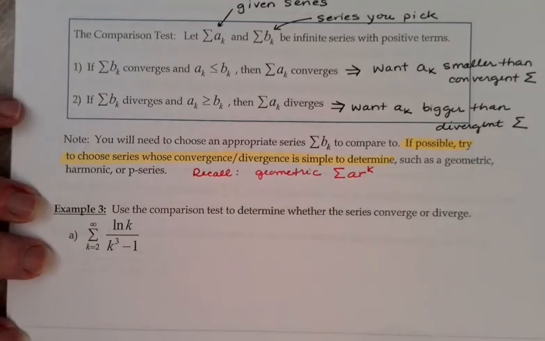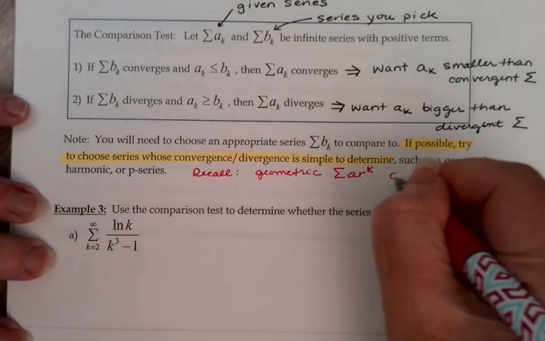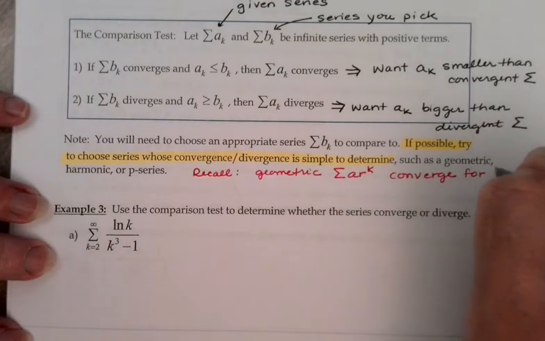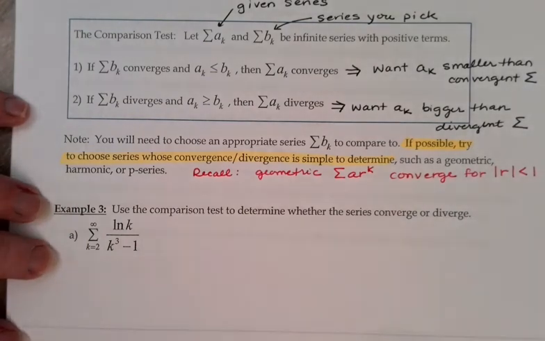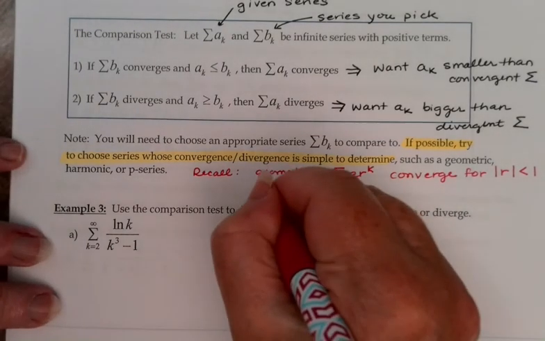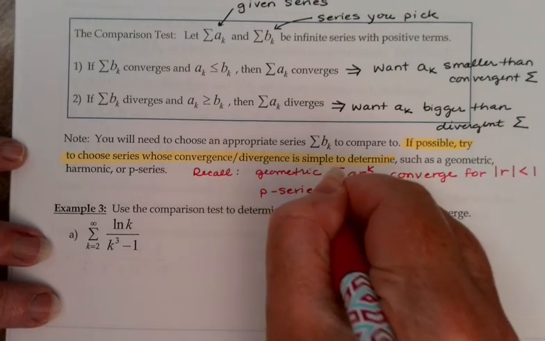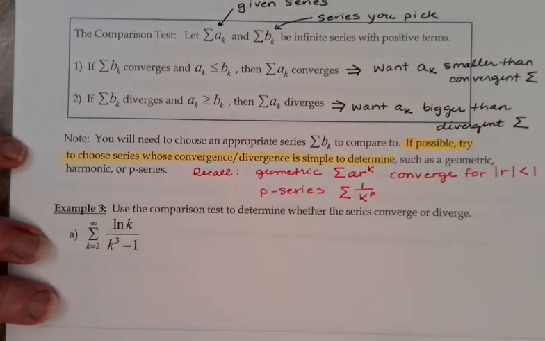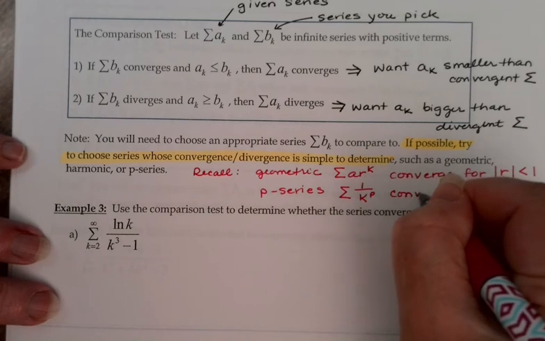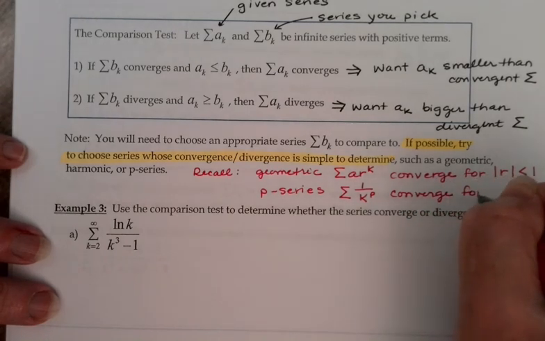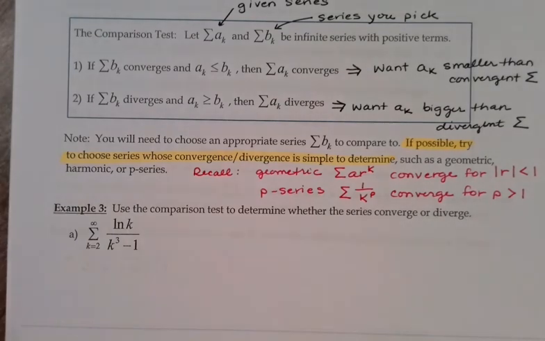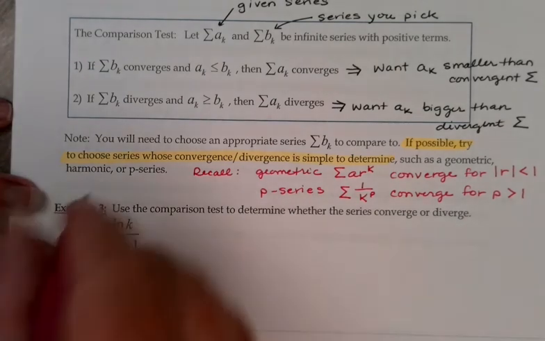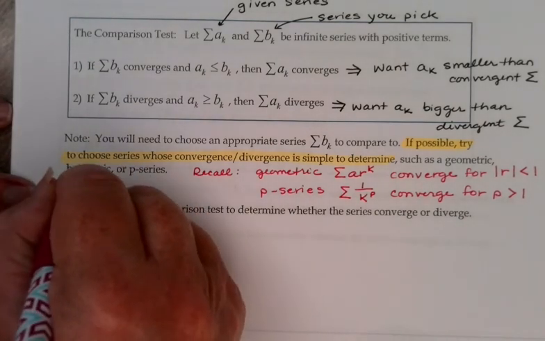The geometric series, a r to the k, converge if the absolute value of r is less than 1. The p-series, 1 over k to the p, converge for p greater than 1. The harmonic series is just a special case of the p-series where p equals 1. Harmonic always diverges.